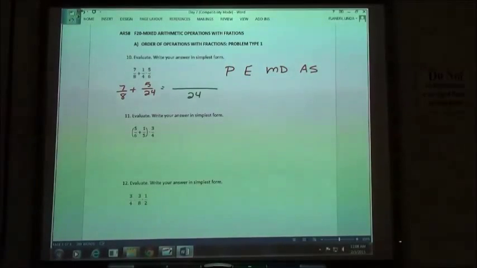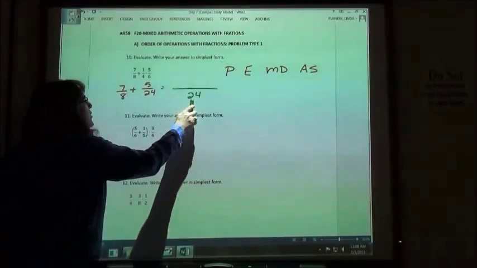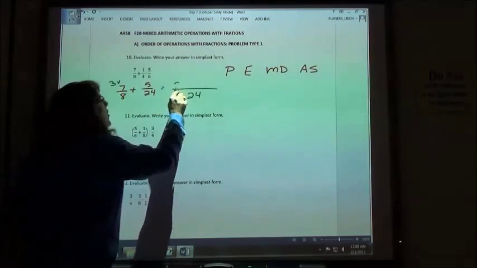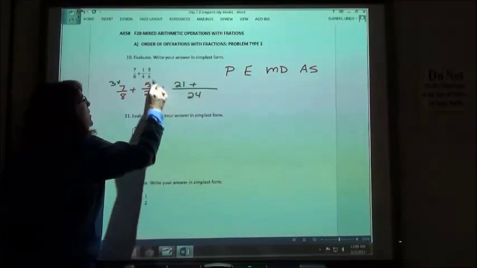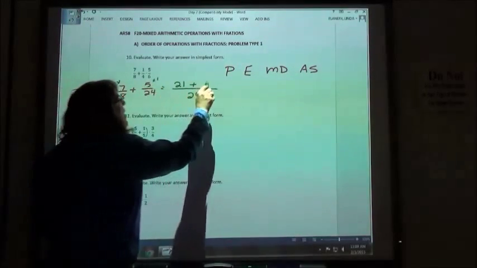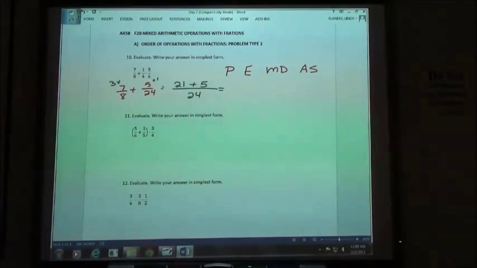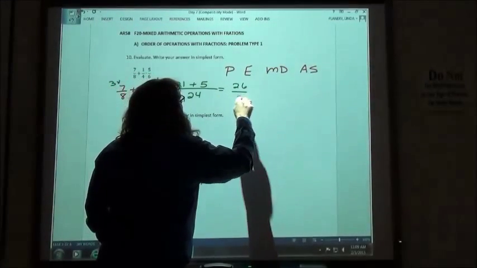I like to just make one big fraction instead of two separate fractions. 8 divides into 24 3 times. 3 times 7 is 21. Plus 24 goes into 24 one time. 1 times 5 is going to keep that 5 24ths. So now I'm just going to add. 21 plus 5 is 26 24ths.